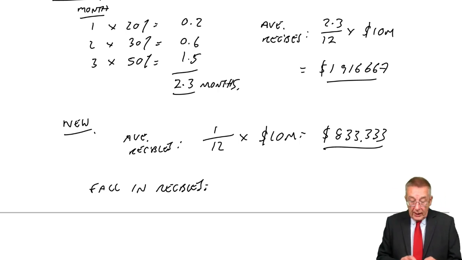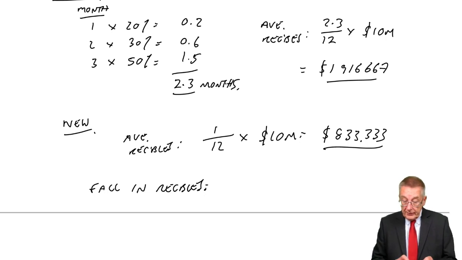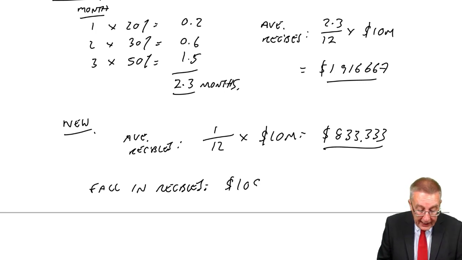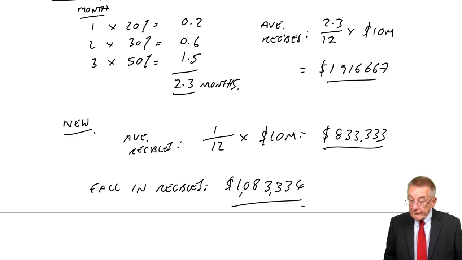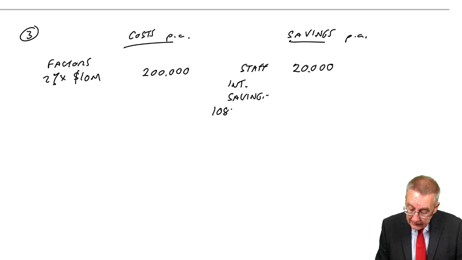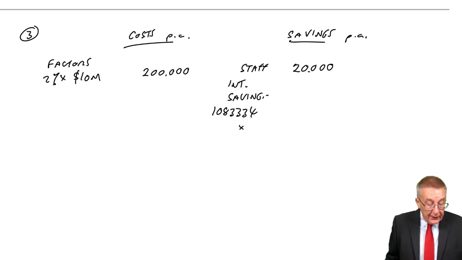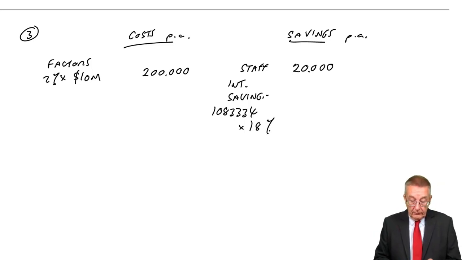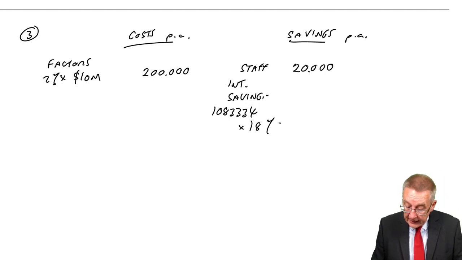the difference, 1916667 minus 833333, 1083334. Now I can go back and finish the tables. The interest saved, 1083334. The interest was what? The bank overdraft rate this time is 18%. And so the saving, the interest saving, 195,000.